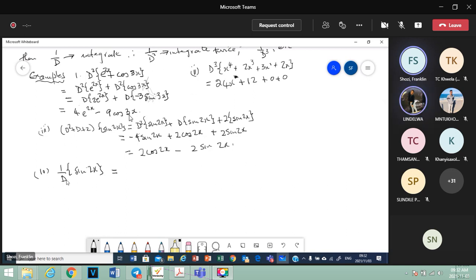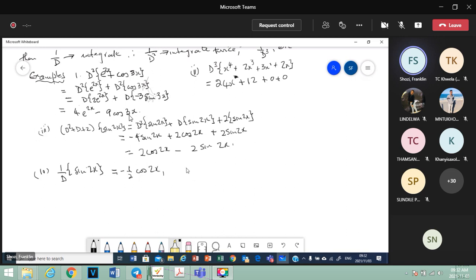Yes. Now 1 over d. What does 1 over d mean? It means we integrate. We integrate sine 2x. What is the integral of sine? It's minus. There's 2x here, so it will come out as half. It's minus half cos 2x.